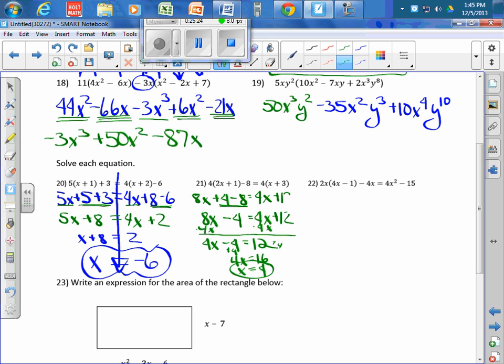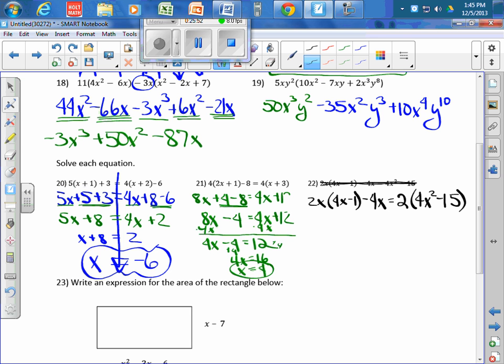So here's what we need to do. Change this equation. We're going to change it to this: 2x times the quantity 4x minus 1 minus 4x equals 2 times the quantity 4x squared minus 15. That's your new equation. Scratch that. You don't know how to solve that kind of equation yet. We'll do that next semester.